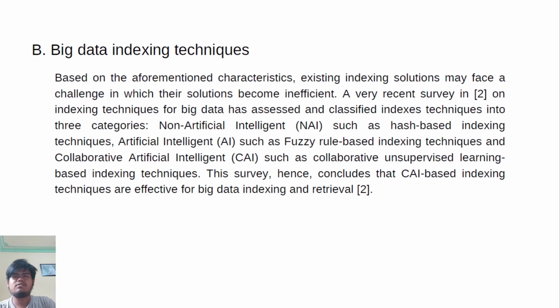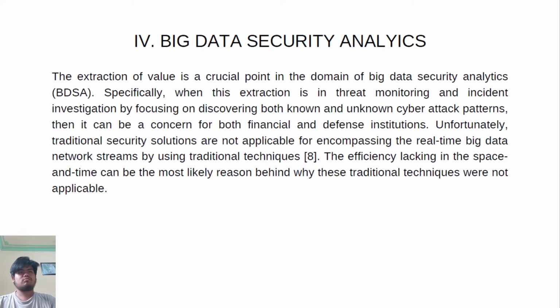non-artificial intelligence, such as hash-based indexing techniques; artificial intelligence, such as fuzzy rule-based indexing techniques; and collaborative artificial intelligence, such as collaborative unsupervised learning-based indexing techniques. This survey hence concludes that CAI-based indexing techniques are effective for big data indexing and retrieval. And number 4, big data security analysis.